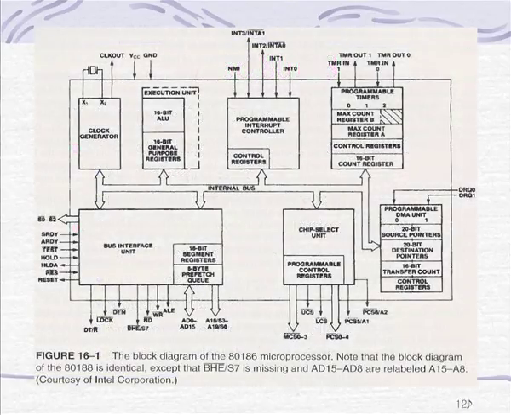Now this is the basic block diagram for 80186. Again we can see it has the bus interface unit, it has the execution unit, but the calculation method of the address is somewhat different from that of the 8086. It also has the clock generator, it has a 16-bit ALU, it has a chip select unit of its own.